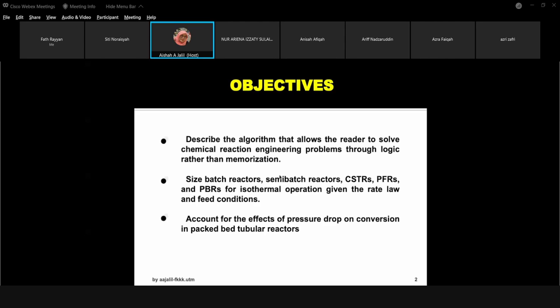Semua orang dengar kan? Okay. Dengar, Doktor.